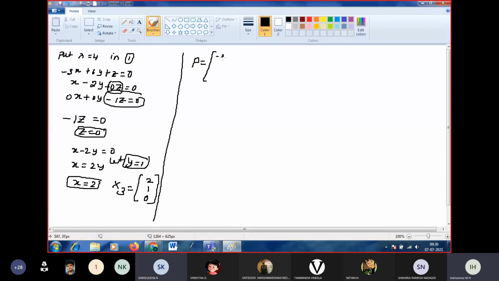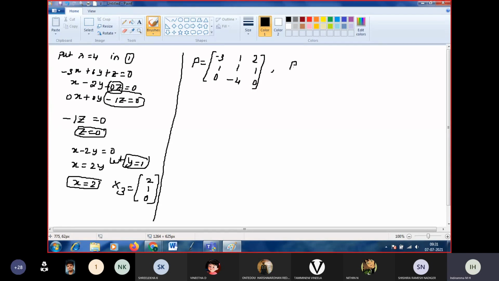-3, 1, 0. What is the second eigenvector we got? If lambda equal to 3, it is 1, 1, -4. The third value is 2, 1, 0. Okay, we got the model matrix P.